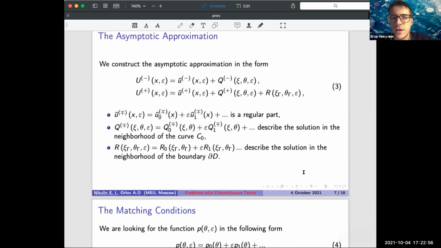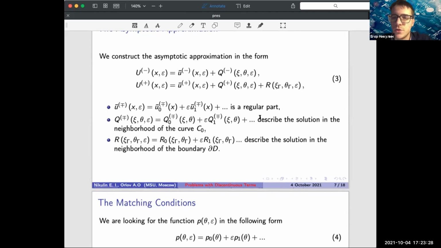We construct the asymptotic approximation in the following form. Here is a regular part U bar depending on x and epsilon, and q plus and minus depending on psi, the stretched variable, theta and epsilon. Theta is a parameter which varies along the curve.